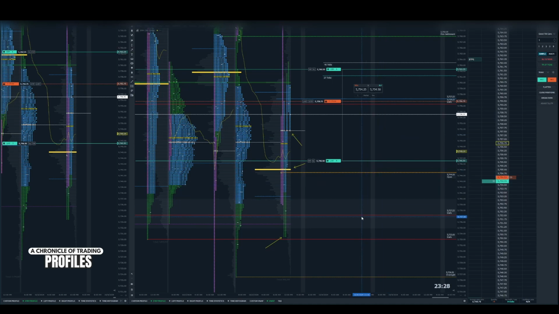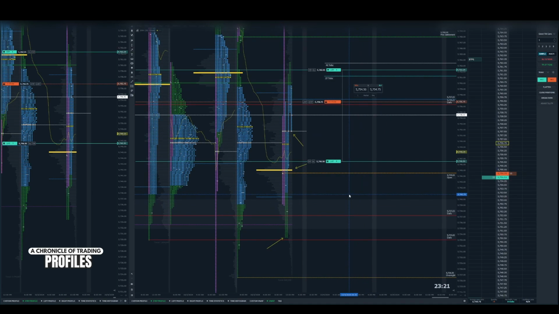I was looking for the POC. Since I had only 1 contract, I would aim for that POC. I thought we'd at least get to there. But I was keeping an eye on VWAP area, and then I will add in the RTH VWAP.